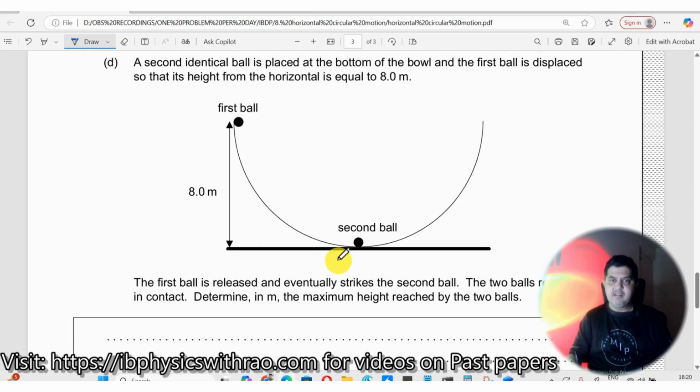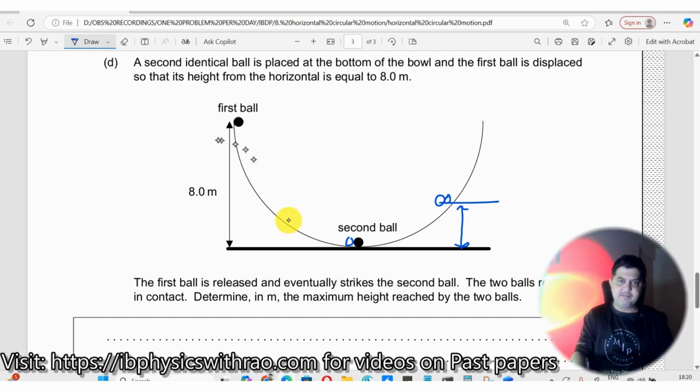Which means what? The first ball is released from here, comes and hits the second ball over here, and these two join together because of the heavier mass. This might go until some height. We do not know what height it reaches. He is asking you what height it can go to, and after that once again it comes back. That's what he's asking. How do you determine that?